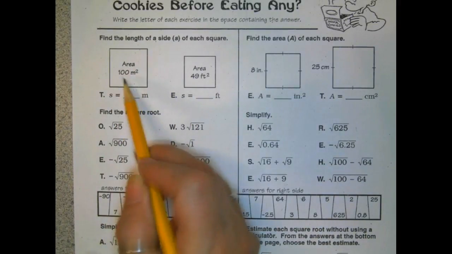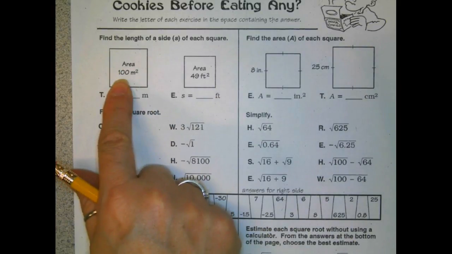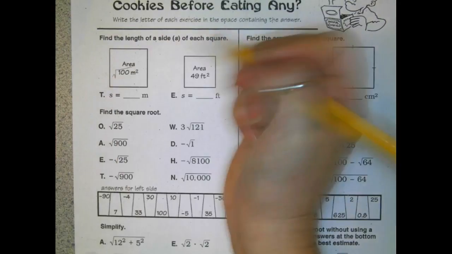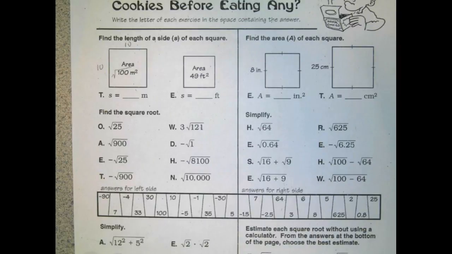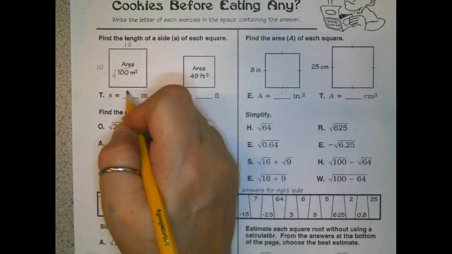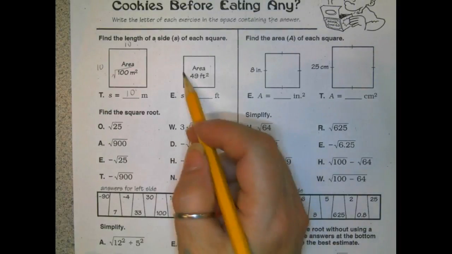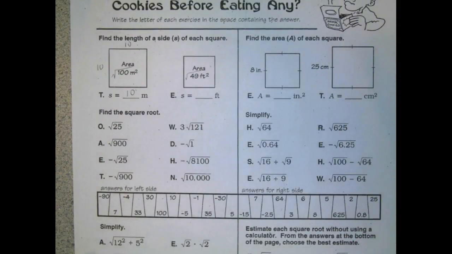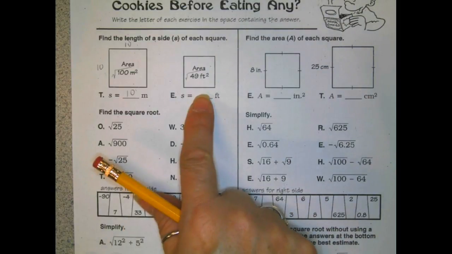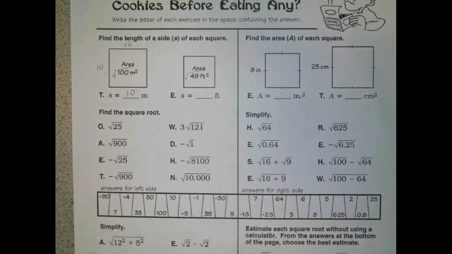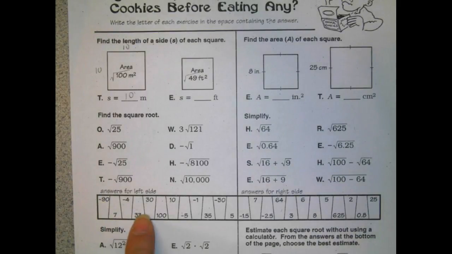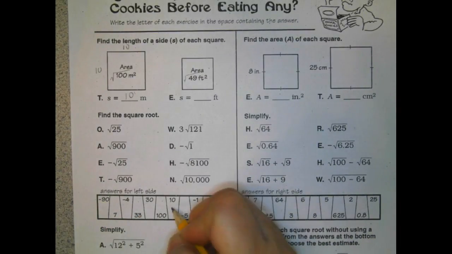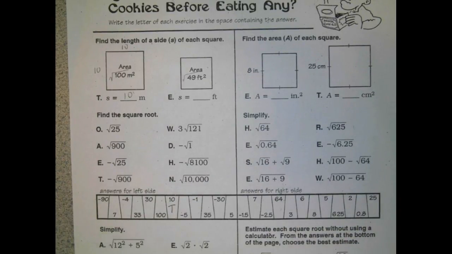So what is the square of 100? Okay, so if I take the square root of 100, my sides are going to be, okay? So my side is 10, right? Same thing for here. Take the square root of 49. So all you're doing is taking the square root, finding your answer, and then writing down that letter down here, okay? So T is 10, so I'm going to find 10, and I'm going to write a T there, okay?